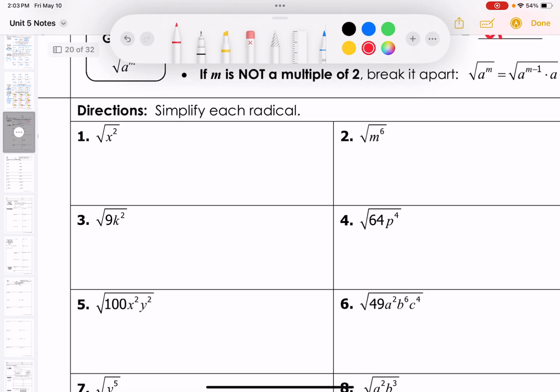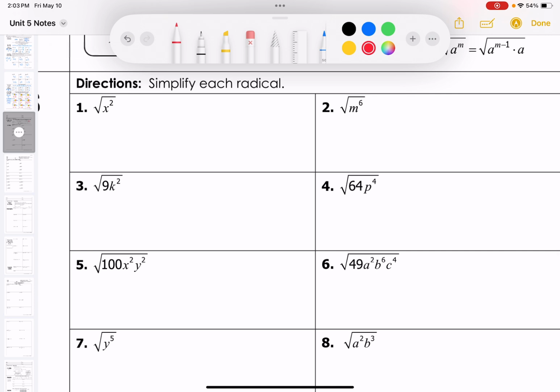So, number 1, we have square root of x squared. So in order to simplify this, I take my exponent, which is a 2, and I divide it by 2, which is just 1. So that means my answer is x to the first power. The radical, or the square root, goes away, and we're just left with x to the first power.